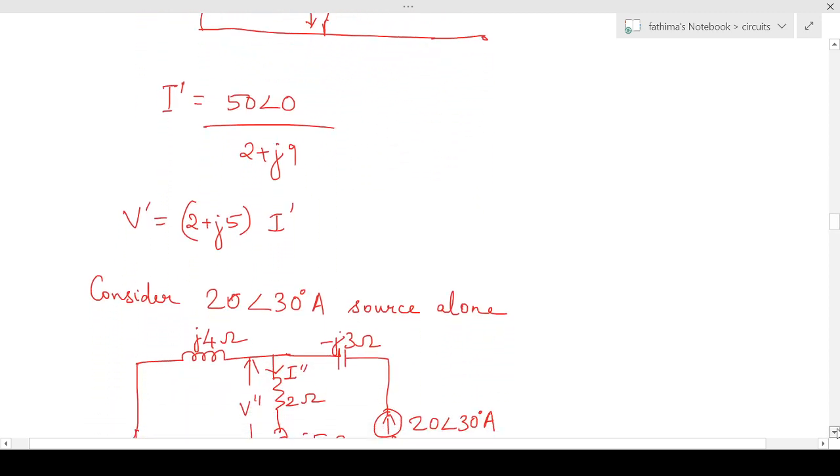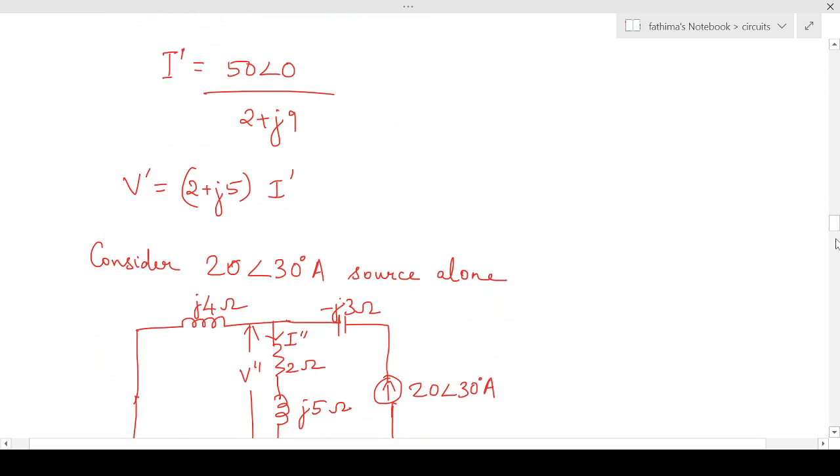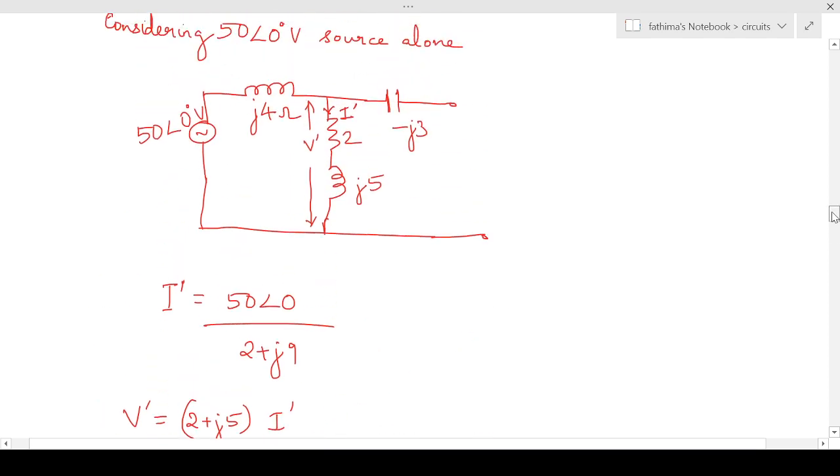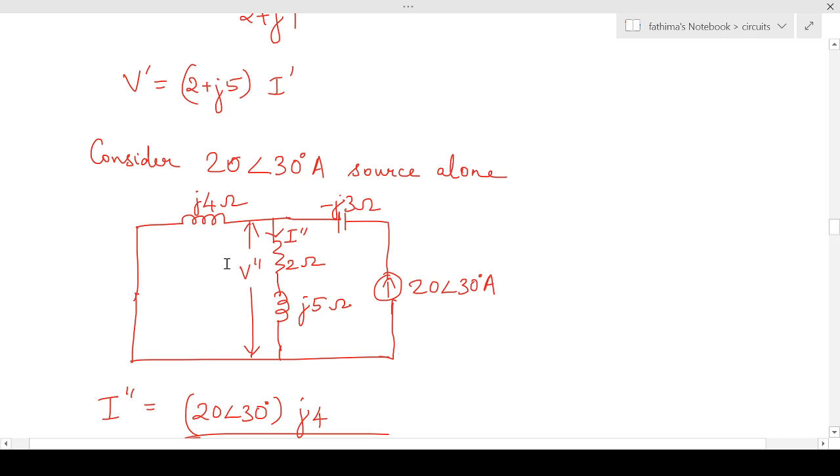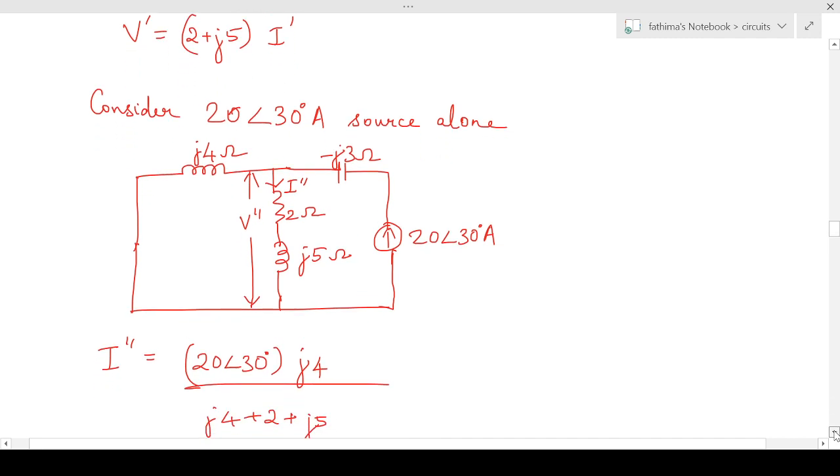Now next we will consider the 20 angle 30 degree ampere current source acting alone. So we'll set this 50 angle 0 degree voltage source to 0, short circuited. Now we'll find the current flowing through this particular branch, 2 plus j5 ohm, denoted as I double dash. I double dash will be equal to the total current, 20 angle 30 degree, into the impedance of the other branch, that is j4, divided by the total impedance, 2 plus j5 plus j4. So you will get I double dash.